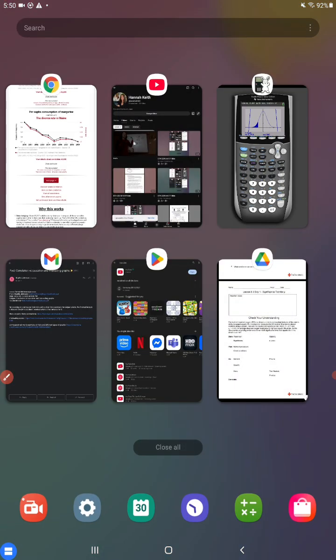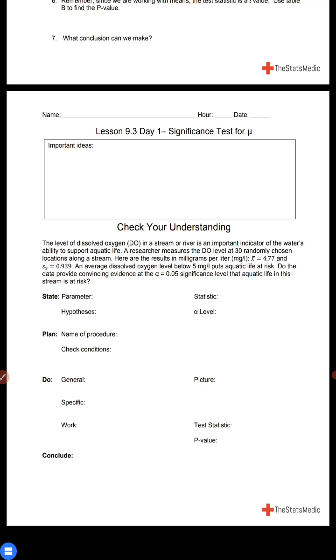Okay, so what is our conclusion? Our conclusion is that because our p-value was greater than 0.05, we fail to reject the null hypothesis. We don't have enough evidence to suggest that the DO level is actually below 5.